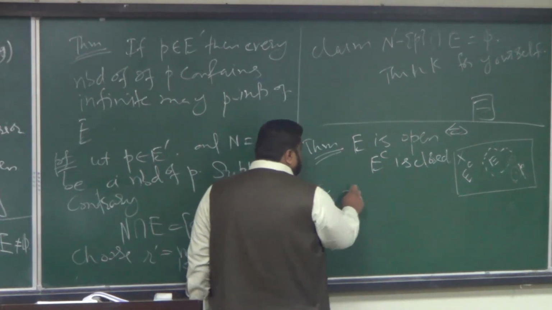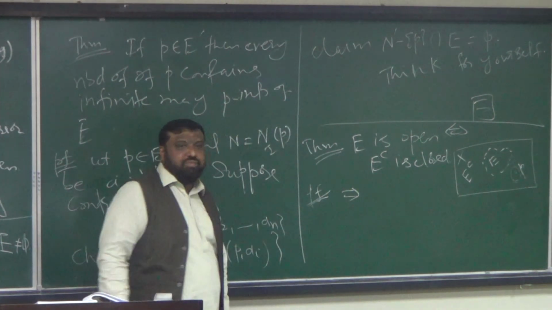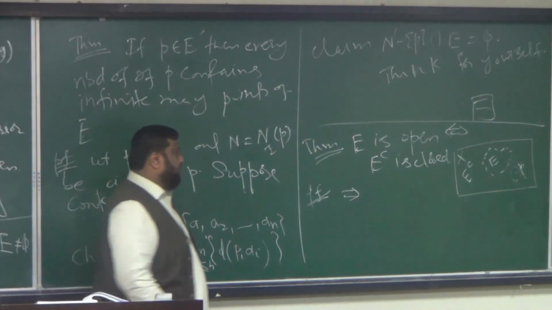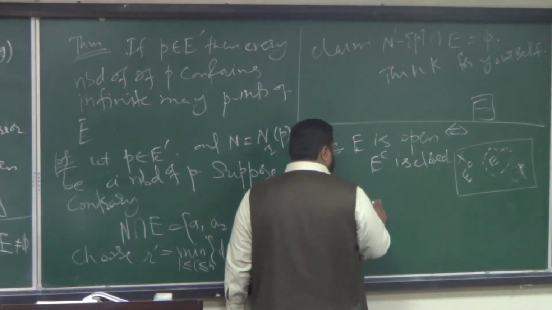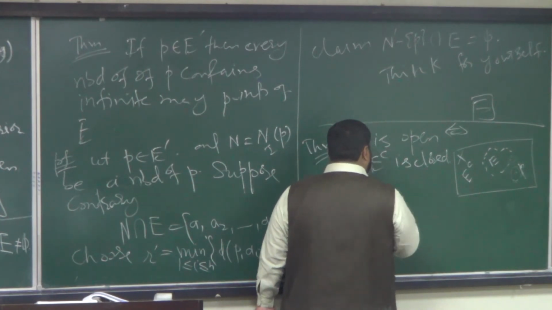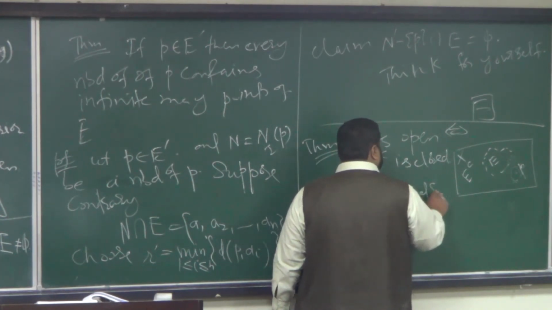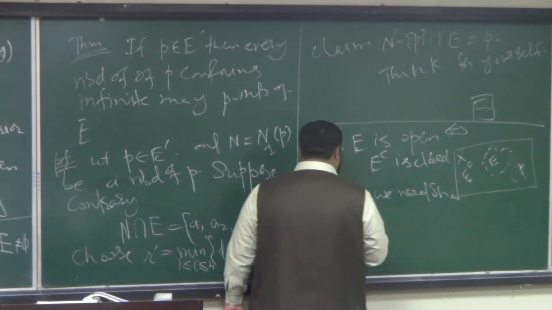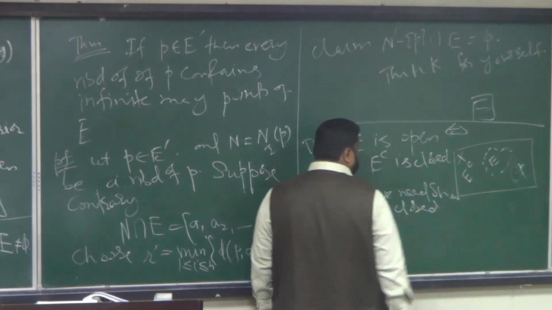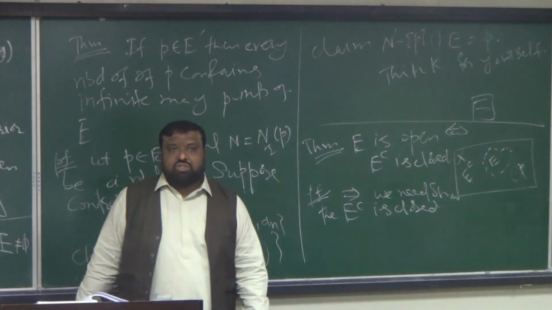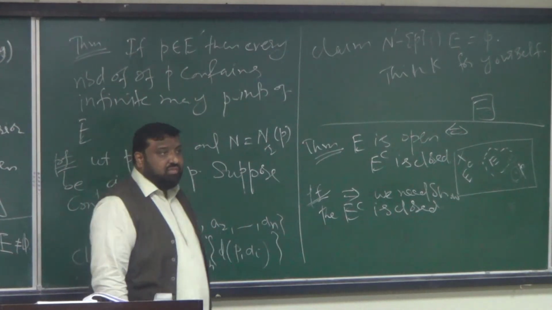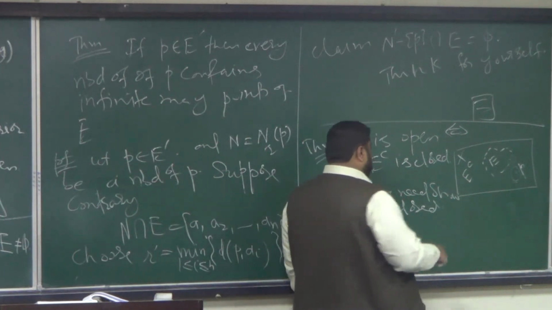So let's do it this way. What does it mean? Assume that E is open. So we claim, we need to show that E complement is closed, right? In order to show that E complement is closed, I need to take a limit point of E complement.